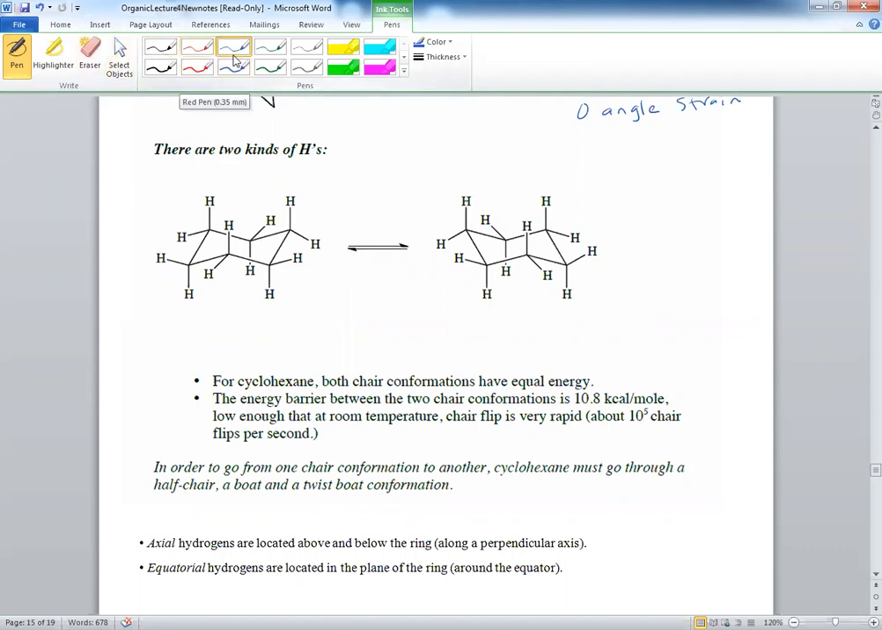There are what we call the axial H's. Those are the up and down. So I'm going to use blue. Once again, here's the axial, another axial, another axial, and another axial. You see them also here.